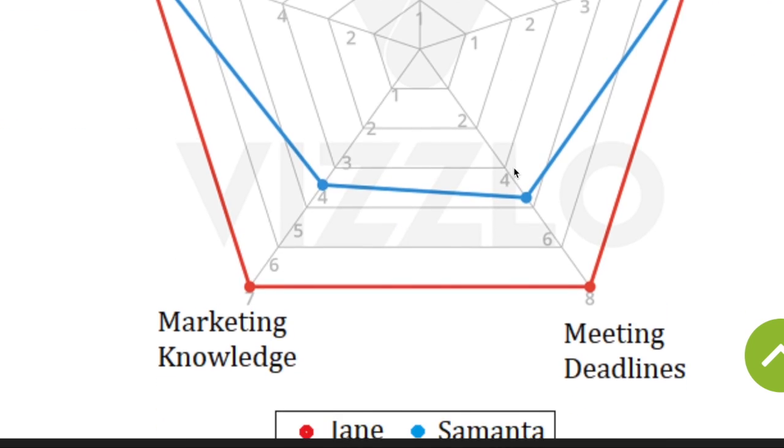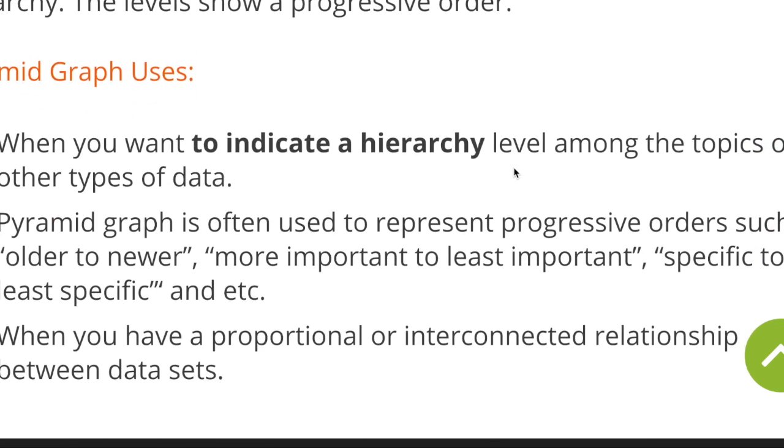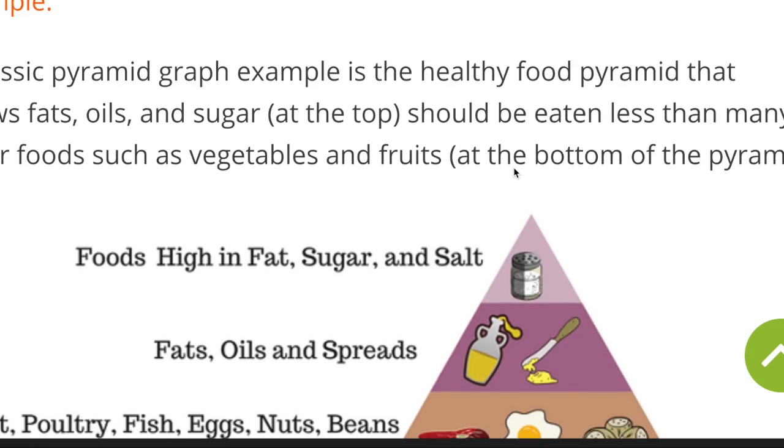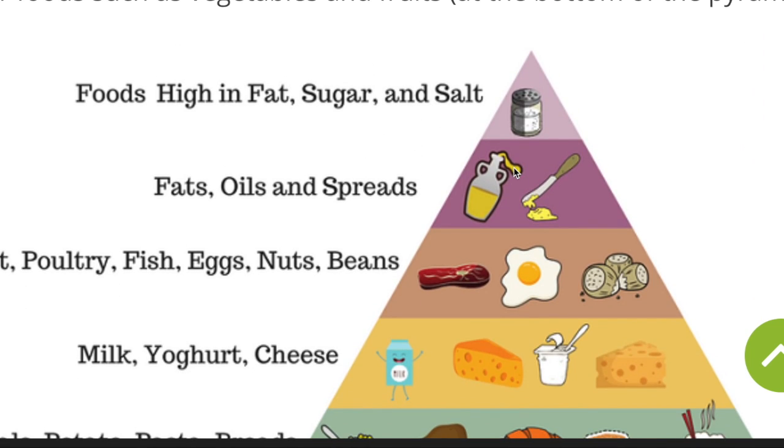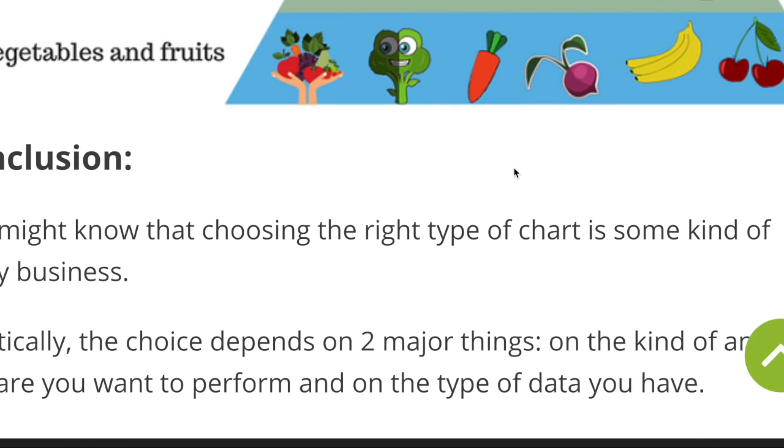Pyramid graph, very simple like the name implies. It's a lot like, in this case, they're using the food pyramid. It's where you have a hierarchy. Things are sort of placed in order, like in biology, and you have a lot of things at the base and 1 or 2 things at the top.